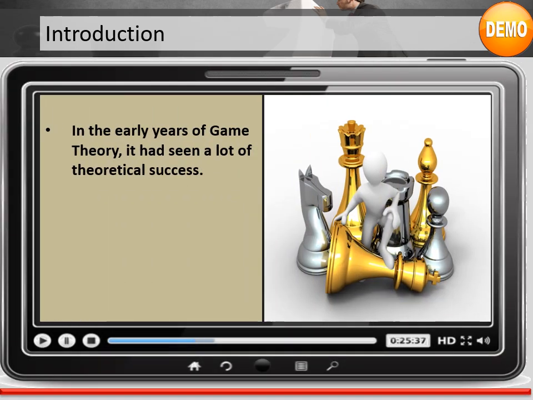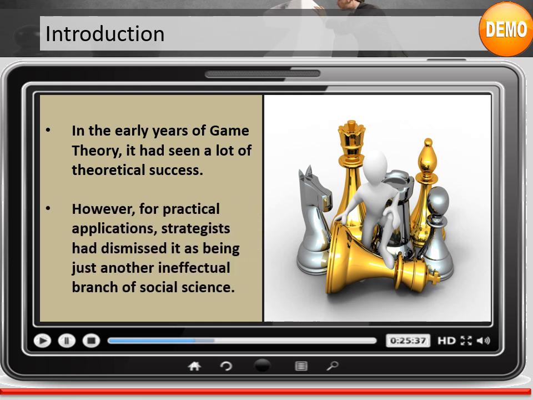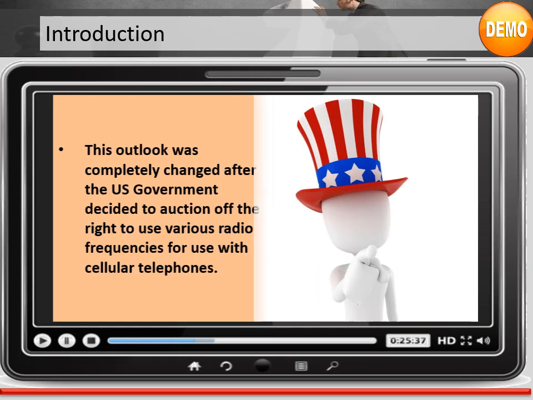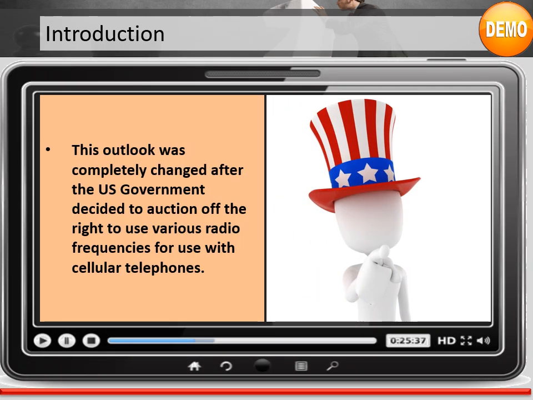In the early years of game theory, it had seen a lot of theoretical success. However, for practical applications, strategists had dismissed it as being just another ineffectual branch of social science. This outlook was completely changed after the U.S. government decided to auction off the right to use various radio frequencies for use with cellular telephones.